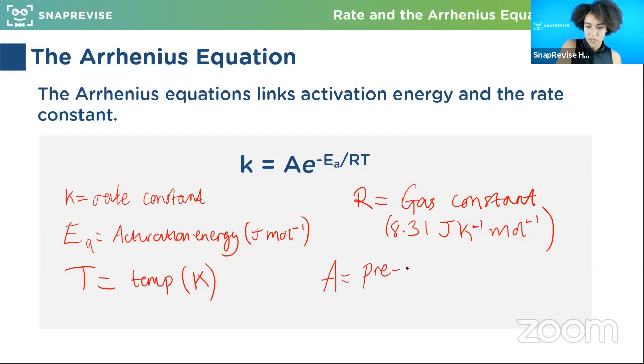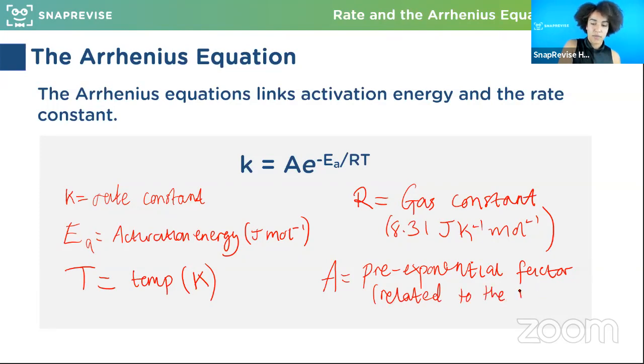It's just a constant. So it's a pre-exponential factor. And all we really need to know for A level is that it's related to the frequency of collisions. So that's all you need to know. And as it's a constant, we do not have any units for it.